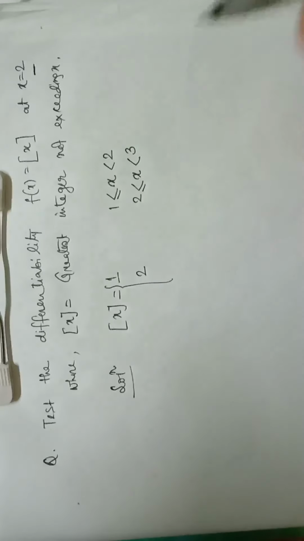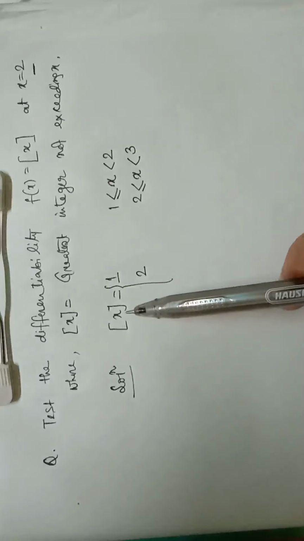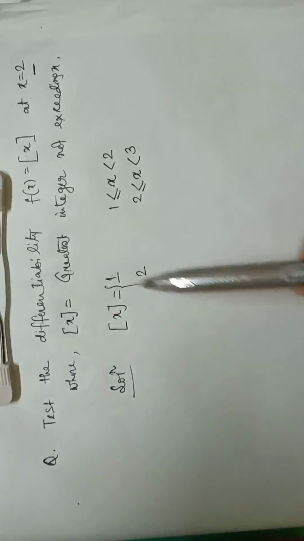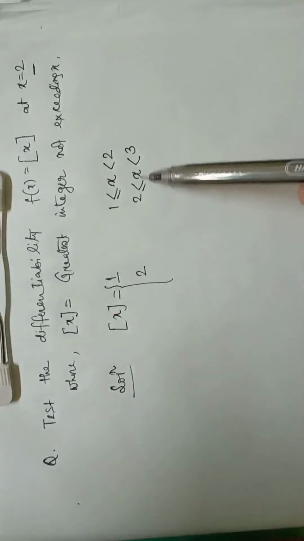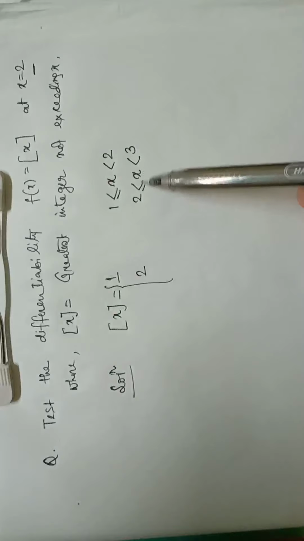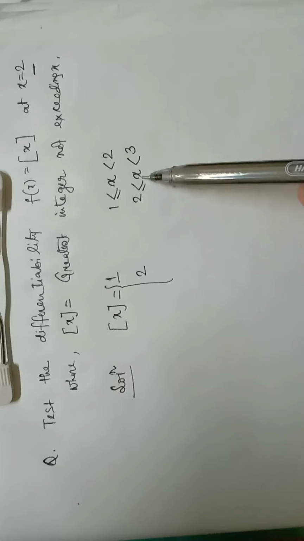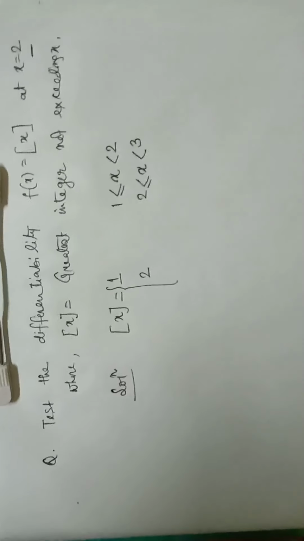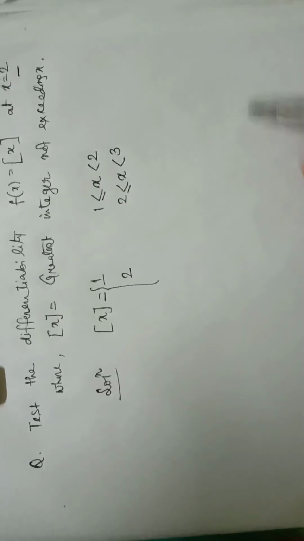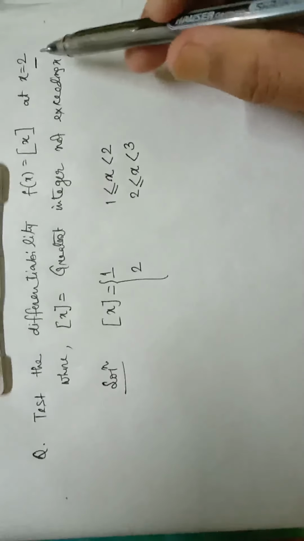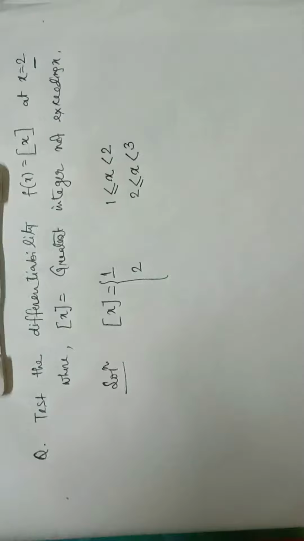This is the definition. You can see box of 1.5 is 1, and box of any number which is more than 2, say 2.1, is 2, 2.5 is 2, etc. Let us one by one find the right hand derivative and left hand derivative at x equal to 2.